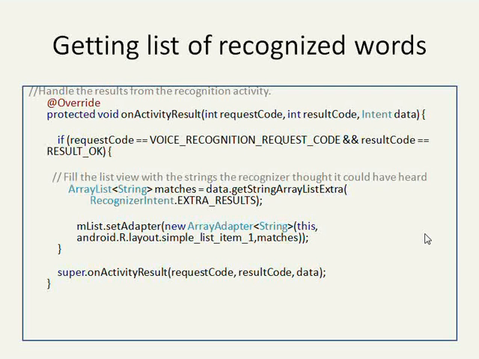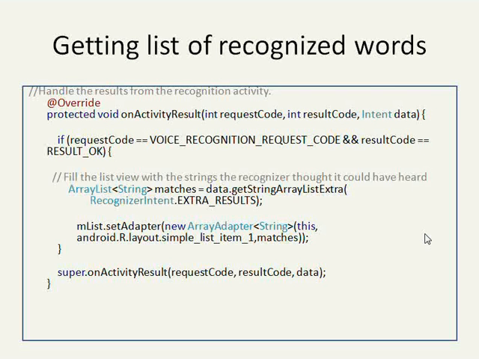So if everything is okay, then we will fill the list view with the strings that the recognizer could have heard. So it will generate the list of words that can be suggested to the user. Here we will be using the array list. Matches is a type of array list, and we are going to get the suggested words by the array list. So here data dot get string array list extra, and inside that this method will have recognizer intent dot extra results, which is an array list object of type string.